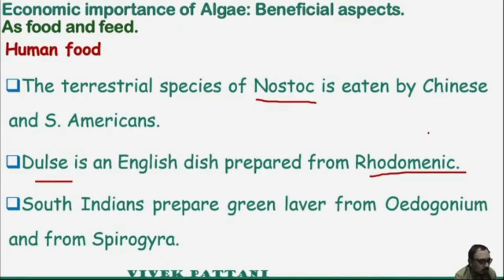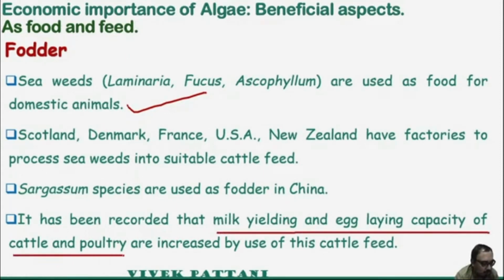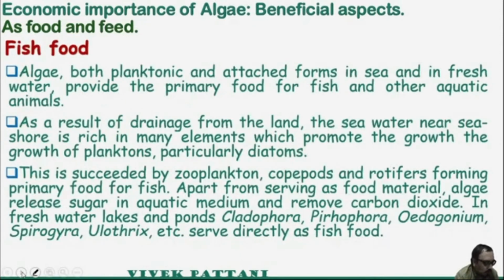Even some Indians, especially from the South, prepare a green layer from Oedogonium and Spirogyra. Norway has factories to process seaweeds into suitable cattle feed, and Sargassum species are also used as fodder in China. It has also been recorded that the milk yielding and egg laying capacity of cattle and poultry are increased by the use of this cattle feed. So thus it does have an economic importance also.